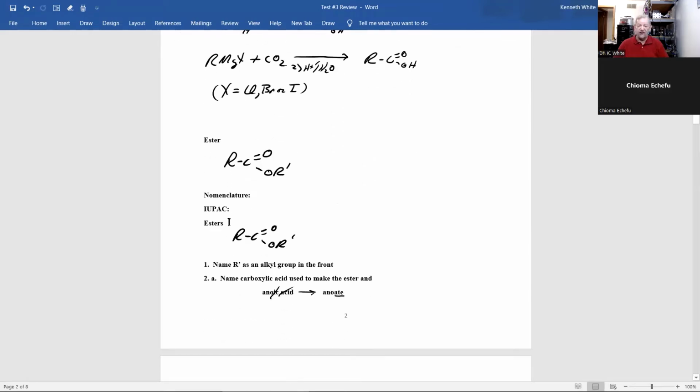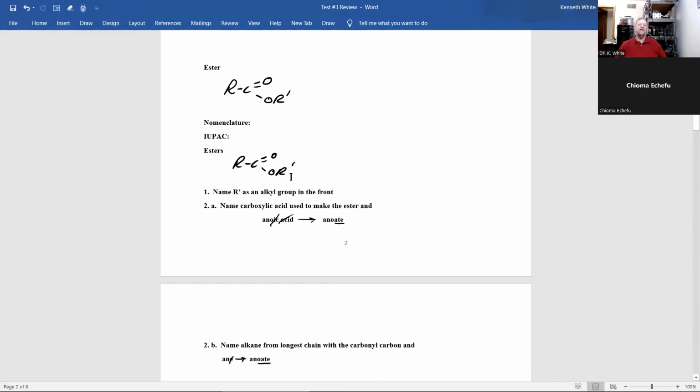All right, next I talk about another functional group, and that's an ester. That's where you have a carbonyl with an R group. The carbonyl has an oxygen. On the oxygen, you have more carbons, which we call R prime. How do you name them? For an ester, first of all, R prime is named as the alkyl group it is in the front.